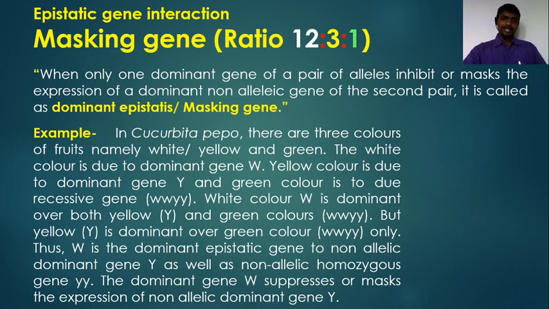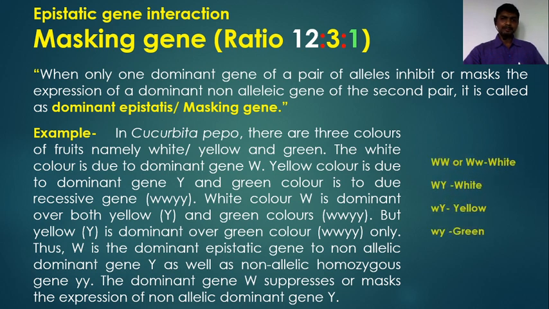All the genes are recessive, so the color is green. White color dominates over both yellow and green, because the capital W gene dominates over both yellow capital Y and green colors, small w small w small y small y. Yellow color is dominant over green color. Thus W is the dominant epistatic gene to non-allelic dominant gene Y as well as non-allelic homozygous recessive gene small y small y. The dominant gene W suppresses or masks the expression of non-allelic dominant gene Y. So this W gene is epistatic over the other non-allelic dominant gene Y.